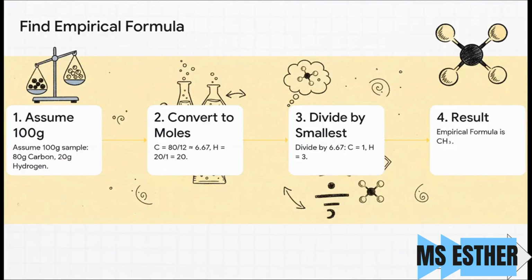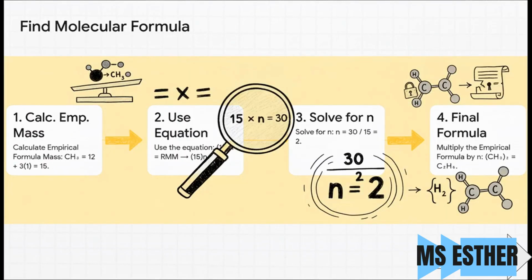If it's 80% carbon, while the other 20% has to be hydrogen, we divide each of those by their atomic mass to get our mole ratio. Then we divide both of those results by the smaller number, 6.67, to simplify it. And that gives us a really clean ratio of 1 carbon to 3 hydrogens. So our empirical formula is CH3. Now for the final reveal. Let's get the mass of our basic recipe, CH3. That's 1 carbon at 12, plus 3 hydrogens at 1 each, which gives us 15.